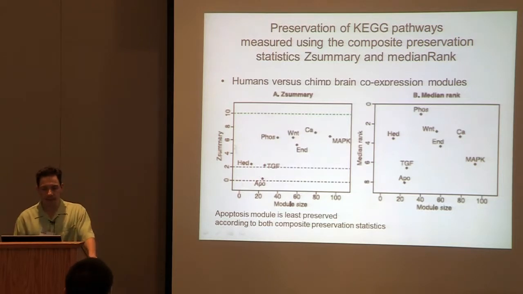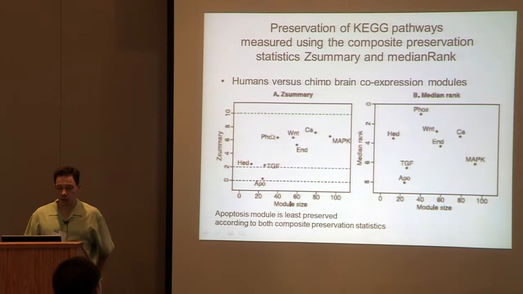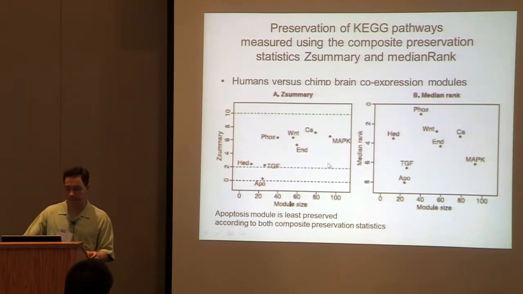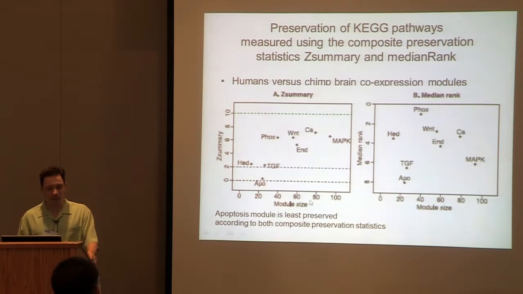And this is a typical output of such an analysis. So the y-axis shows the module preservation statistic, Z summary, and the x-axis shows the module size. And each dot corresponds to a different KEGG pathway. What do we find? Well, there's the MAP kinase KEGG pathway, calcium processing, Wnt signaling, and so on. And all of them have a Z summary statistic around 6 or so, meaning moderate preservation. Actually, the module sizes are rather small, and so this is pretty high preservation.